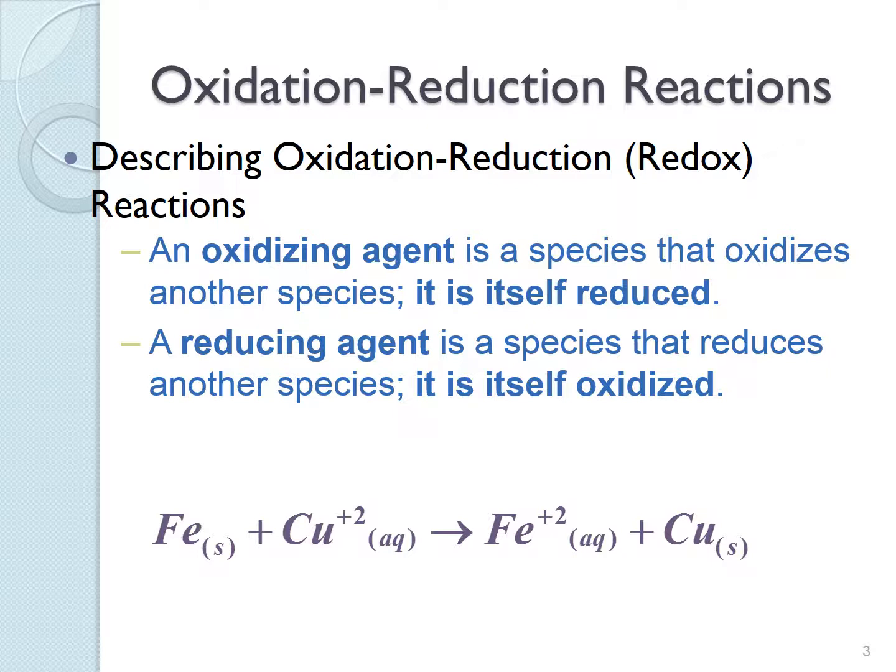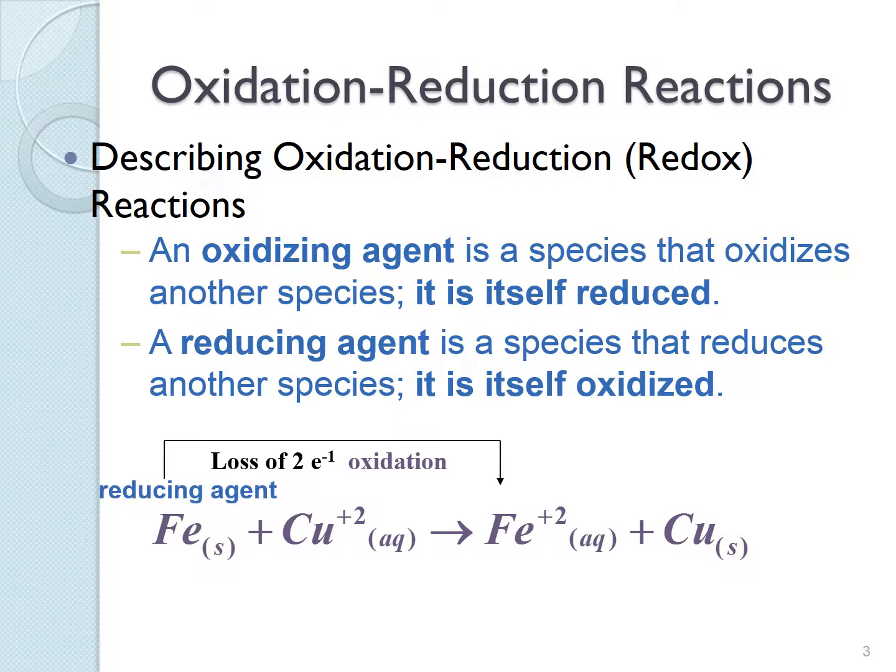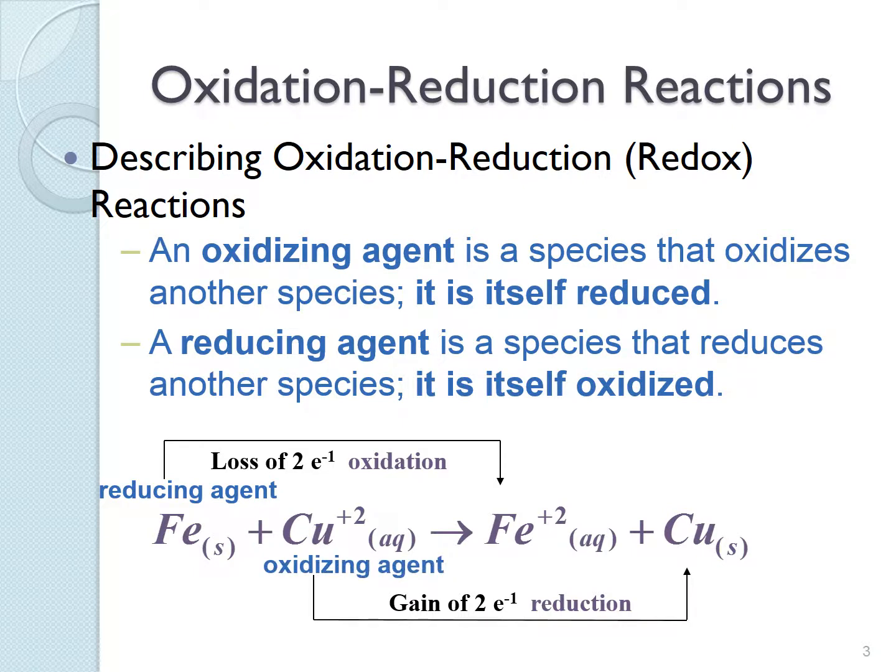The copper ion, copper +2, is gaining electrons. The oxidation number is going down from +2 to 0, so it is being reduced. So iron is being oxidized. It's lost 2 electrons, and so iron is the reducing agent. Copper +2 is being reduced by gaining 2 electrons, and so it is the oxidizing agent.